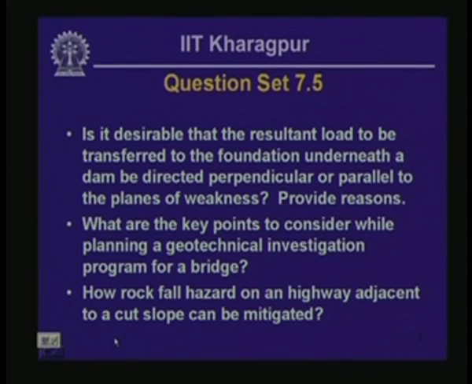Now the third question that was asked was on how the risk to traffic on a highway adjacent to a cut slope can be minimized. We talked about several different procedures in our previous lesson. Now the first one was that we have to have a protective barrier. For instance, we could have a fencing on the upper portion of the cut slope like this.